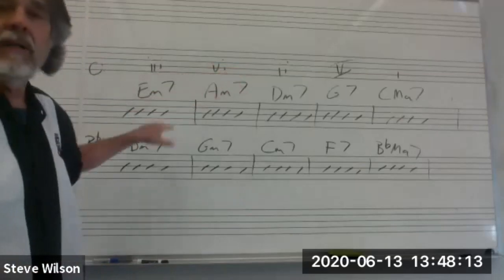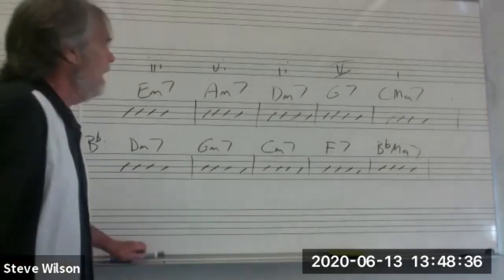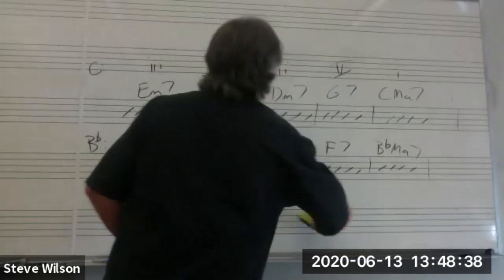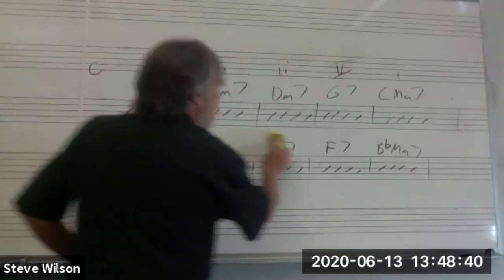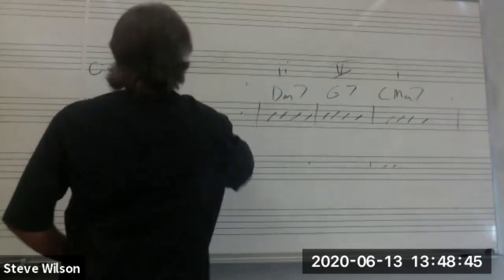Let me play this progression, and then I'll play this progression. Here it is in B flat. Okay, now before we finish up here, I want to just bring up one thing. This is called the 2-5-1 progression.